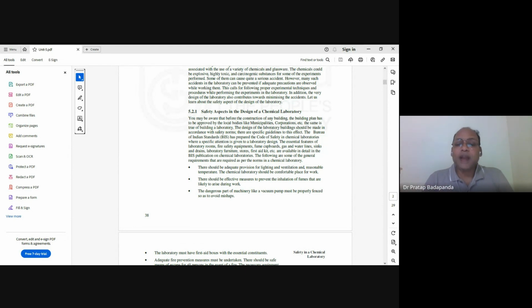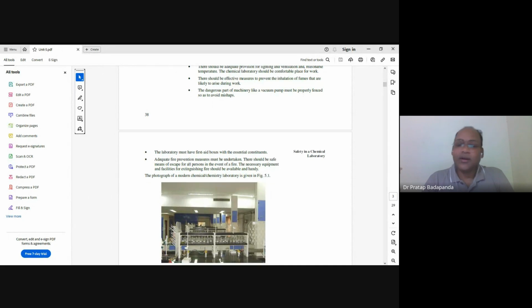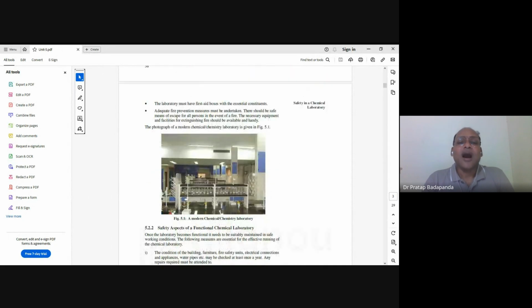The dangerous parts of machinery like a vacuum pump must be properly fenced so as to avoid mishaps. Okay. Now the laboratory must have a first aid box with essential constituents. That is another thing. Adequate fire prevention measures must be undertaken. So a fire extinguisher should be there, and the necessary equipment and facilities for extinguishing fire should be available and handy.